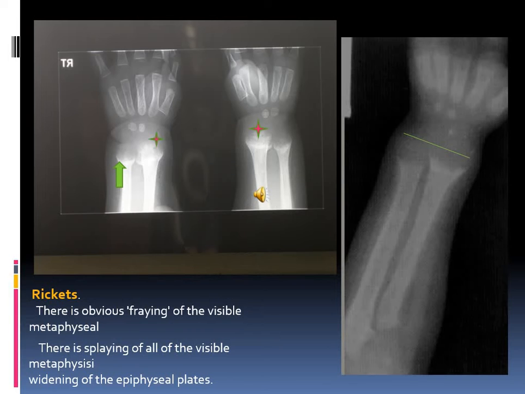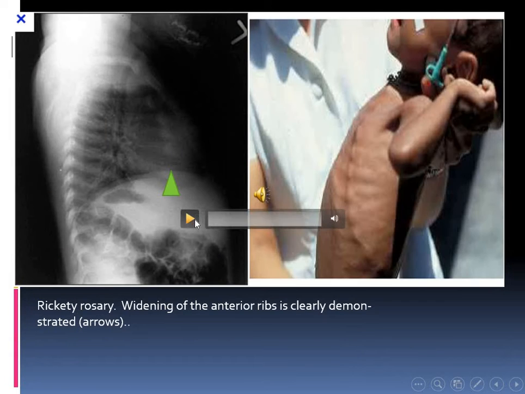Also, widening of the epiphyseal plates is very important as part of the criteria in rickets. Another sign which is important in rickets and can be seen in thoracic radiology is the rickets rosary. This is abnormal enlargement in the area of the costochondral cartilage, as seen in this image. On the left side there is a lateral X-ray of the chest. We can see anteriorly abnormal expansion in the area of the junction between the ribs and the sternum. We call it rickets rosary, as shown here.